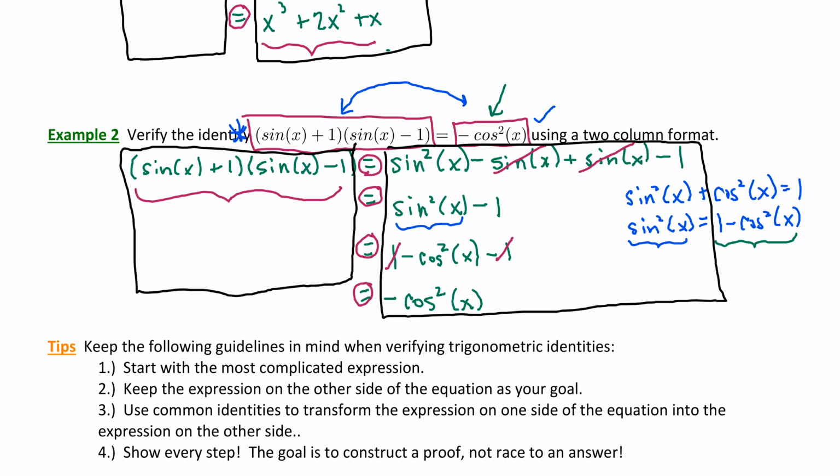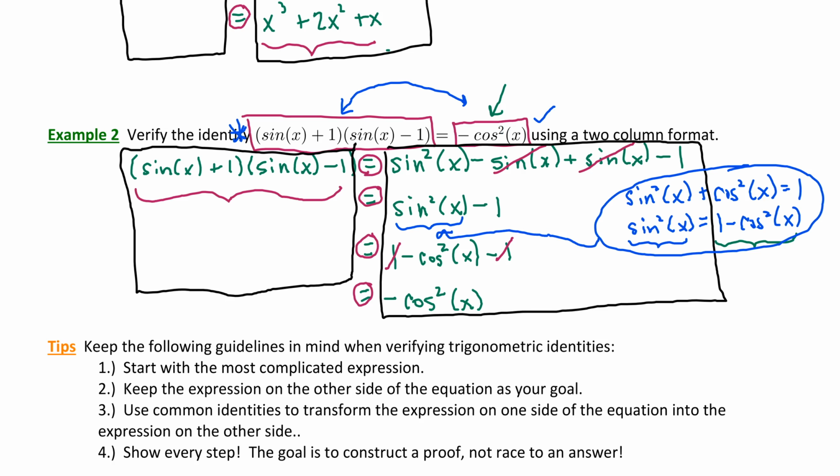Number 2, keep the expression on the other side of the equation as your goal. Remember, you're not trying to find necessarily the simplest form of the most complicated expression. You're trying to show that it's equivalent to the expression on the right side. Number 3, use common identities to transform the expression on one side of the equation into the expression on the other side. For example, when we did problem 2, we used a fundamental Pythagorean identity in order to find an equivalent expression for sine squared of x.